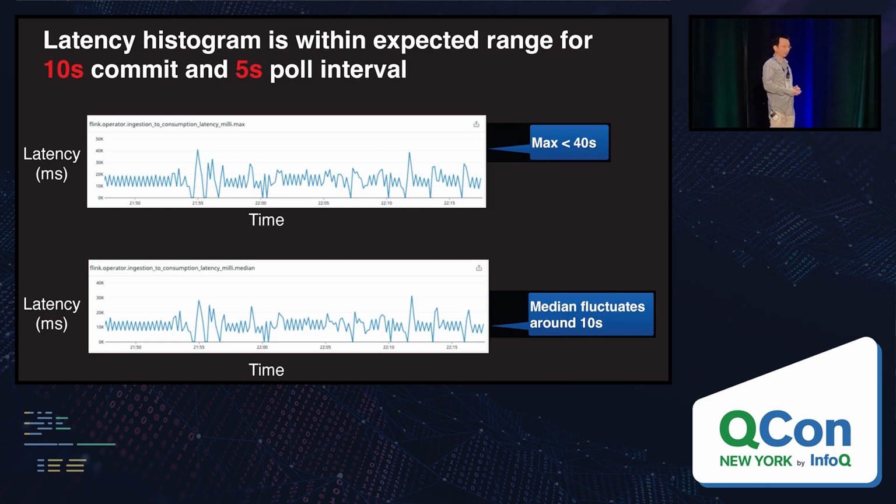Here we're going to look at some of the latency histogram with 10 seconds commit interval and 5 seconds pull interval. The x-axis is time, y-axis is latency in milliseconds. We can see the max latency is less than 40 seconds. And the median latency fluctuates around 10 seconds, which corresponds to the 10 seconds upstream commit interval, which makes sense, right? Because we commit a batch of files and downstream reads a batch of files.